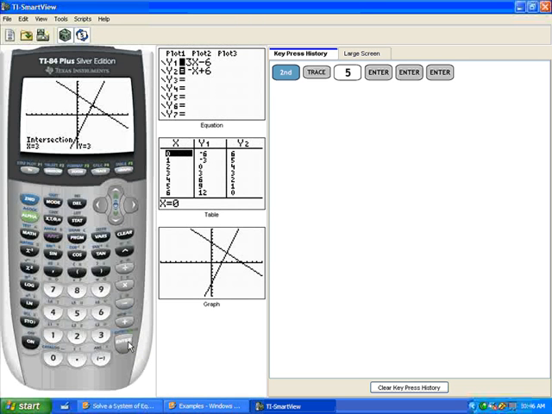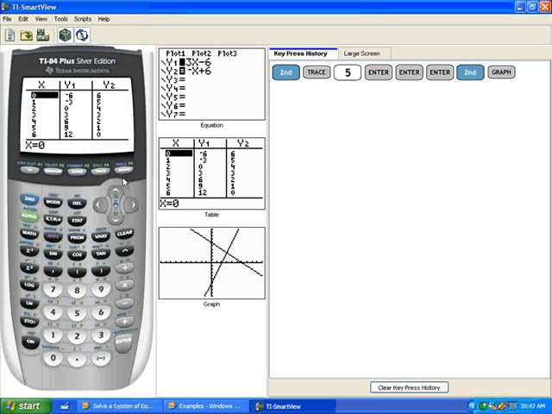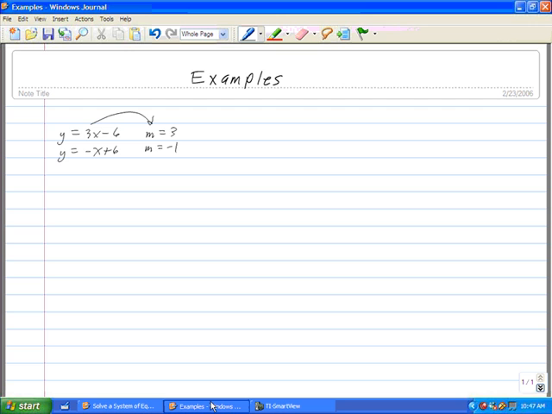And as a matter of fact, if you hit second and hit the graph button, you'll go to your table. And you can see for the x value of 3, we get matching y values of 3. So that absolutely definitely tells us that's where our solution is. Alright? So this one we easily solved with the help of the calculator. We found the solution was at 3, 3. Let's go to a new example.